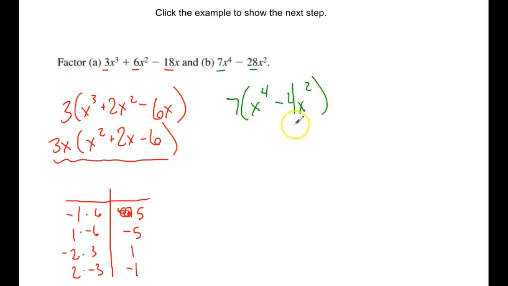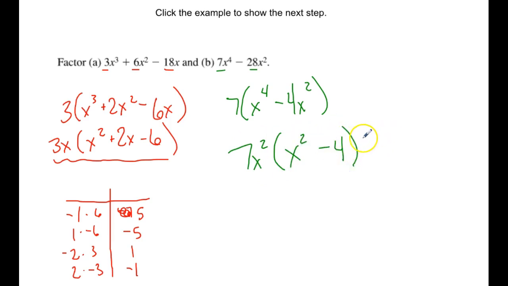So now I also notice I can pull out an x squared from each of these terms, right? So I pull out my x squared. Let me rewrite this. So I end up with 7, and then I pull out my x squared. So I'm left here with x squared minus 4.